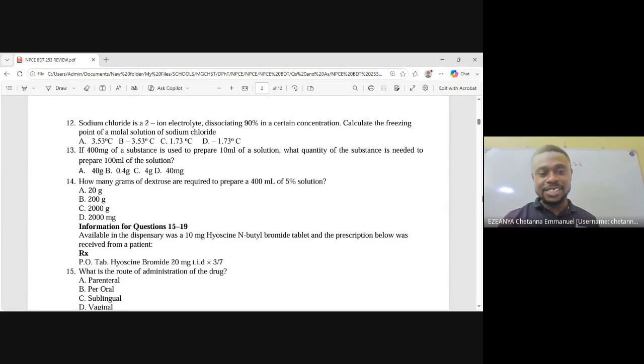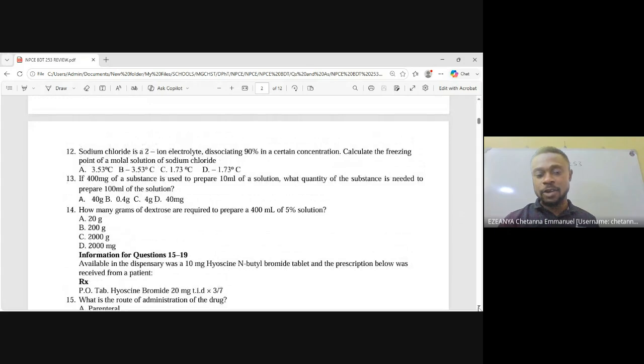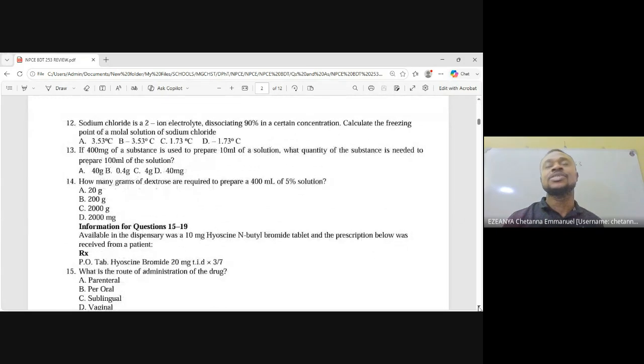This question is from isotonic solution. The question is from isotonic solution. You go down to the dissociation factor or I factor, then freezing point depression. Now, for us to solve this question, there are some things you need to understand.